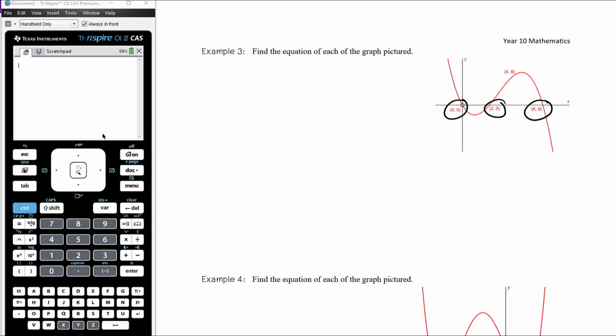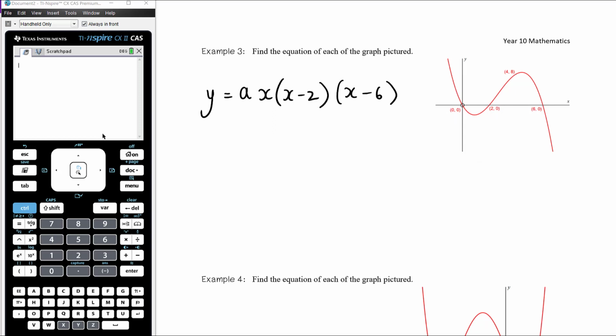Okay, so we know that if there's an x-intercept at 0, then x will be a factor. We know if there's an x-intercept at 2, x minus 2 will be a factor. And we know if there's an x-intercept at 6, x minus 6 will be a factor. So we know in its factorized form that's what it's going to look like. The one thing we don't know is any possible stretch or dilation that might be happening. So once again, we can draw infinitely many different cubics that have these 3 x-intercepts.